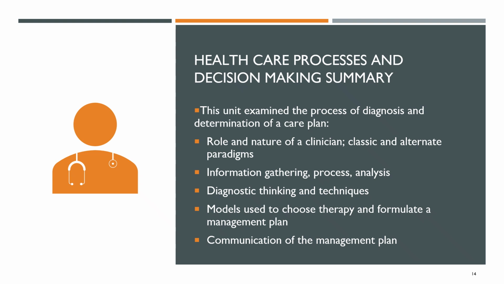Finalizing this unit summary, we brought together the full journey of clinical decision making. We started by examining the role and nature of a clinician, how they operate within both classic and alternate paradigms of care. We looked at information gathering, processing, and analysis, showing how raw data becomes the foundation for insight. We explored diagnostic thinking and techniques, again, from heuristics and temporal patterns to mathematical approaches that guide reasoning. We reviewed models clinicians use to choose therapies and how they formulate a management plan, always balancing scientific evidence with patient context and system constraints.